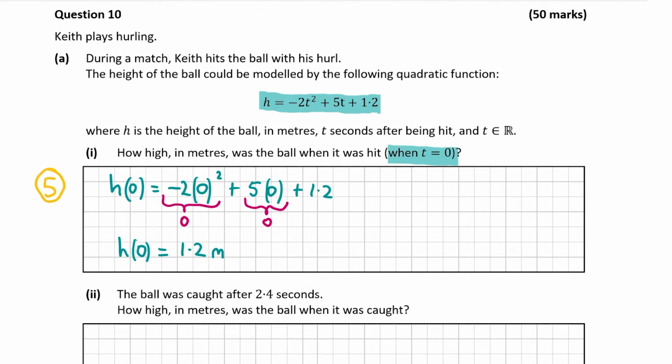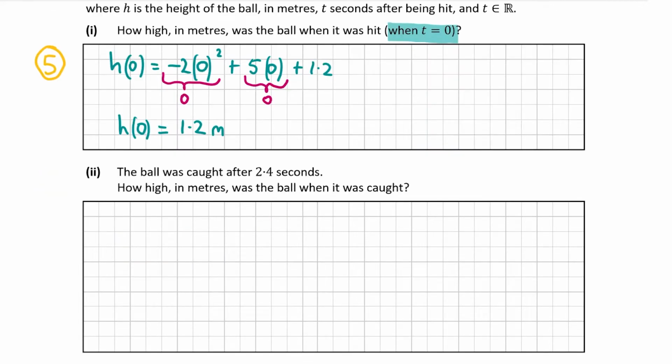Now let's have a look at A part 2. So here we're told that the ball was caught after 2.4 seconds. And now we're asked to work out how high the ball was when it was caught. So now that means that we're going to have to put t equal to 2.4 in the equation. So remember, t represents time. So after 2.4 seconds, we're just going to put in 2.4 for t and work out the function.